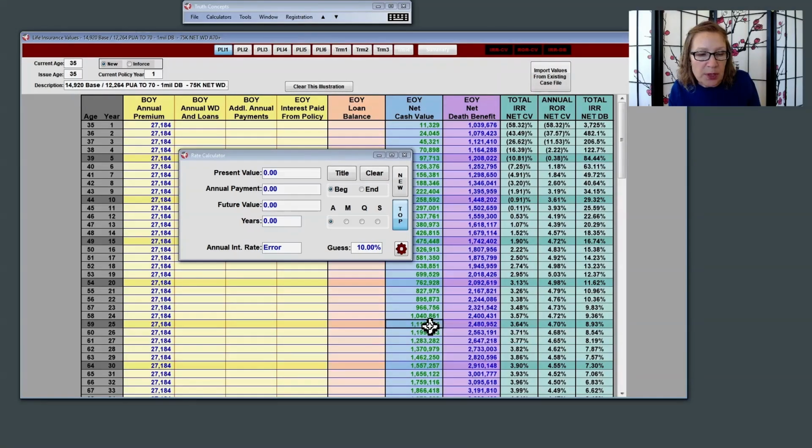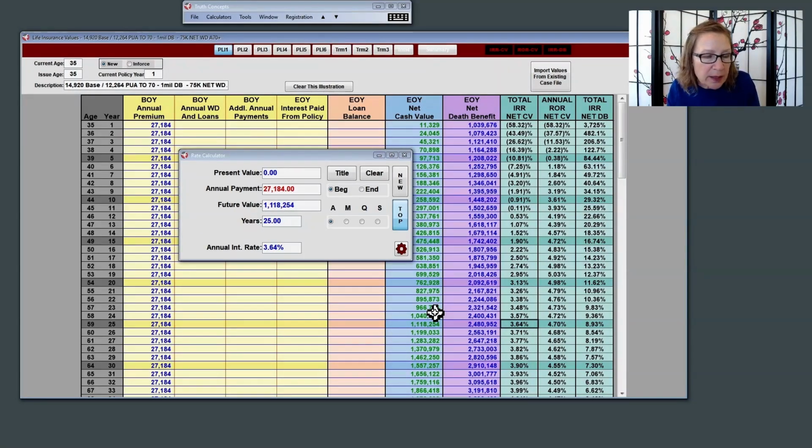So we want to copy this, and we know that that's our future value, and we know that we got there by putting in premiums of $27,184 at the beginning of every year for a period of 25 years. And that gets us a 3.64% internal rate of return.